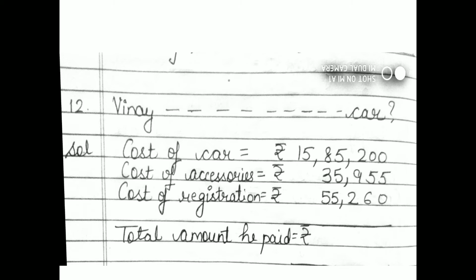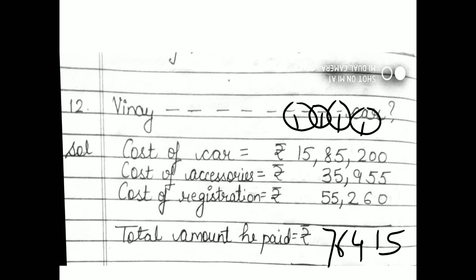0 plus 5 plus 0, 5. 5 plus 6, 11. 9, 10, 14. 5 plus 5 plus 5, it will be 15 plus 1, 16. 8 plus 8, 16 and then 17. 5 plus 1, 6 and then 1. So 16 lakh 76,415 he has paid for the car. Clear, students? Now we do activity 3, question number 1 also.